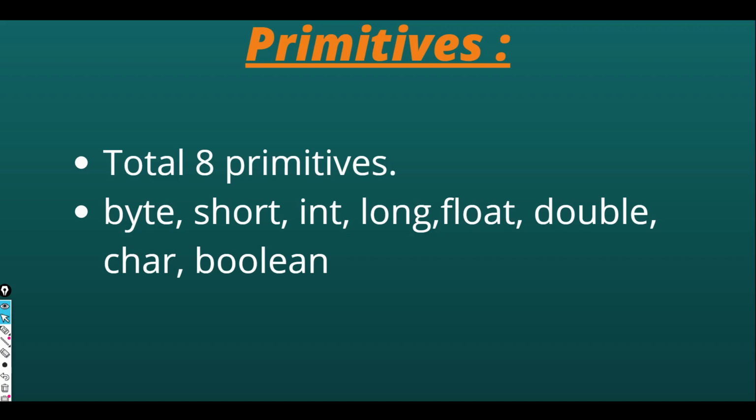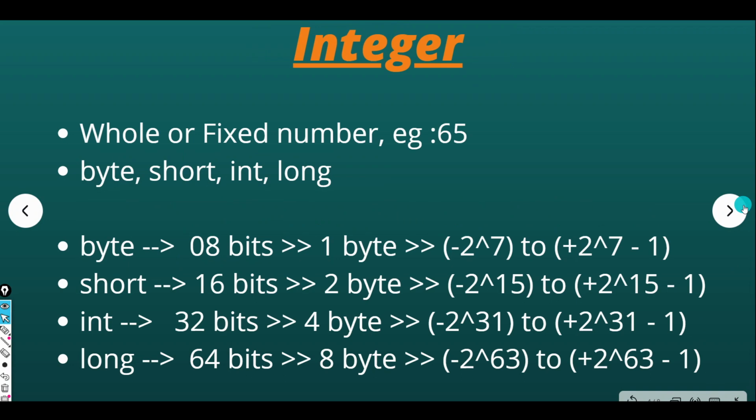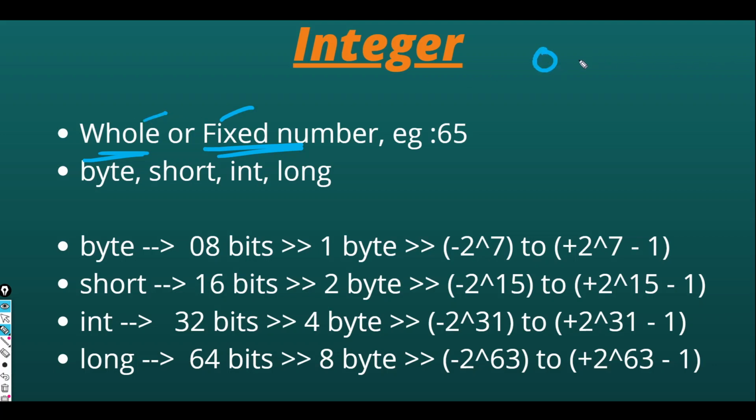In this section we'll be dealing with the integer. So what are integers? Integers are just whole numbers or fixed numbers. Whole number means 0, 1, 2, 3. But why did I say it is fixed? Because fixed means values like 1, 2, 100, 250, but these values are exact.